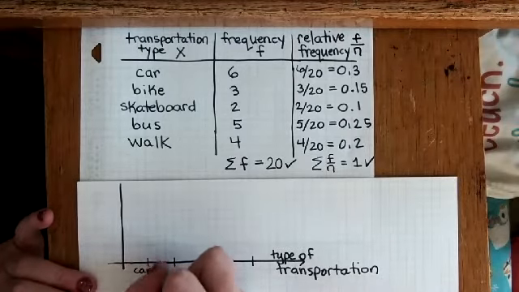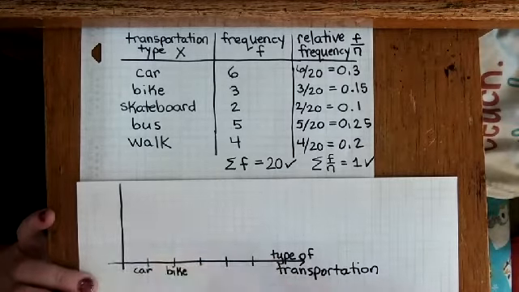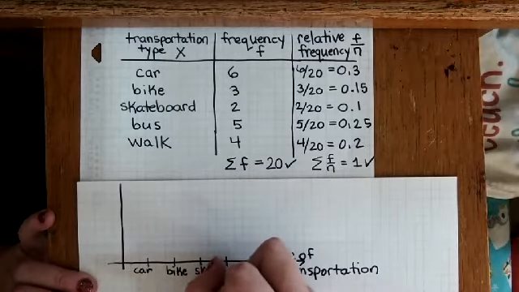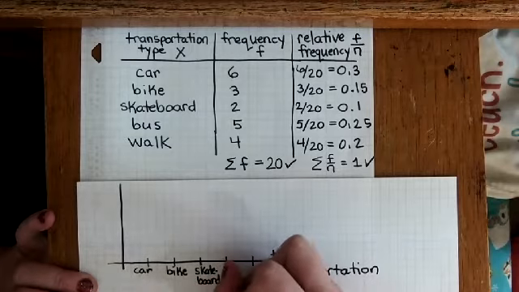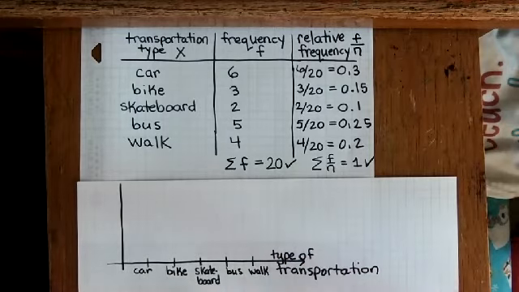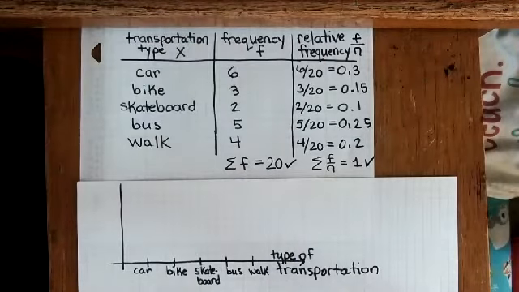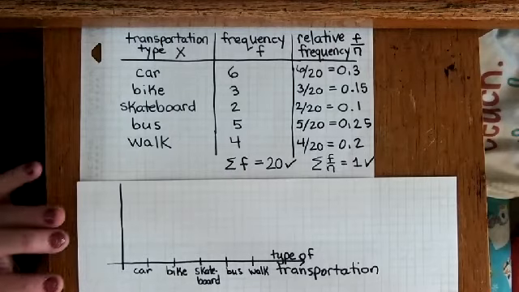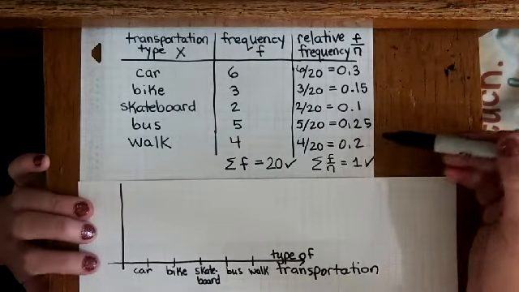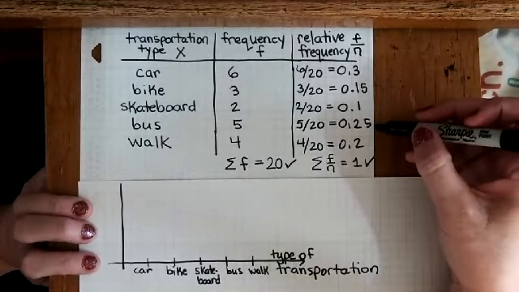We can label car on the first one, bike, skateboard, bus, and those who walk. Now on the y-axis, we'll either plot our frequency or our relative frequency. If we plot the relative frequency, then we might go by 0.05.